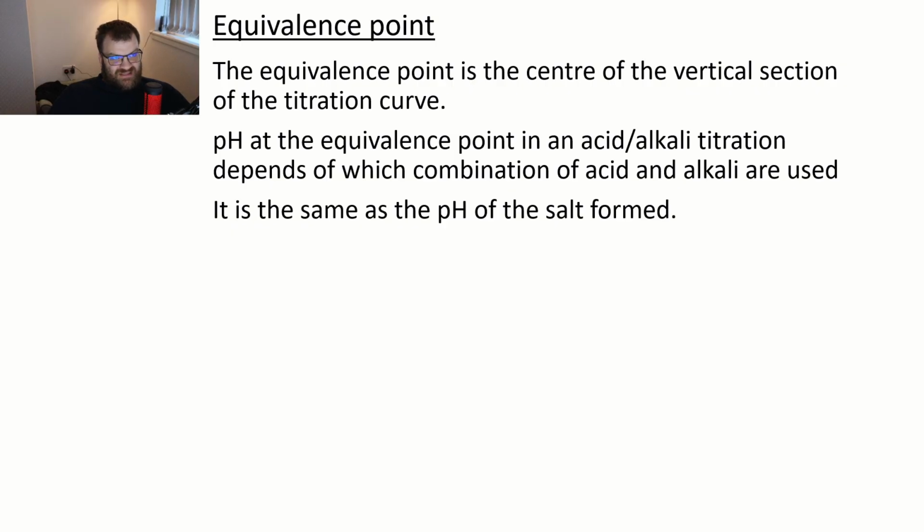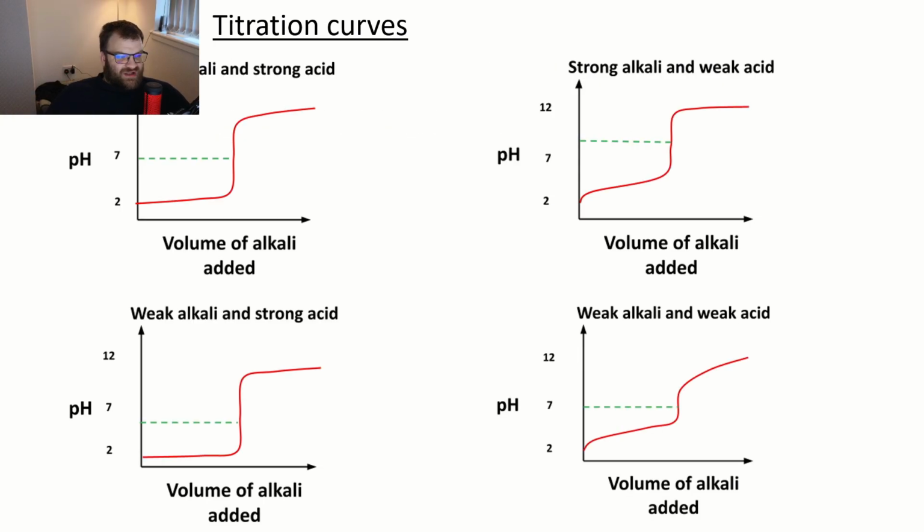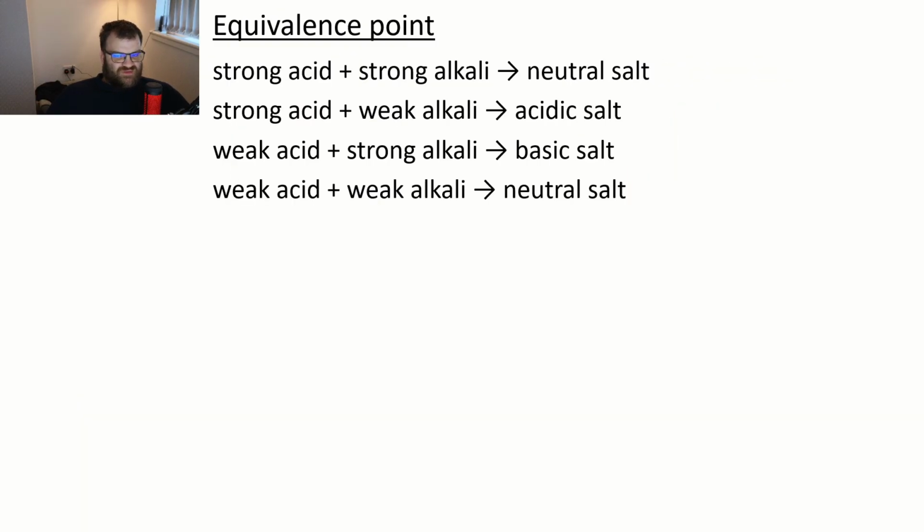So weak acid, strong base would have a pH above 7. So your equivalence point will be above 7 in the graph. Here are the different graphs that you can get. And the green line is trying to represent the midpoint of the vertical sections. And it follows the same descriptions as the salts did. As a reminder, that's what we're looking for.